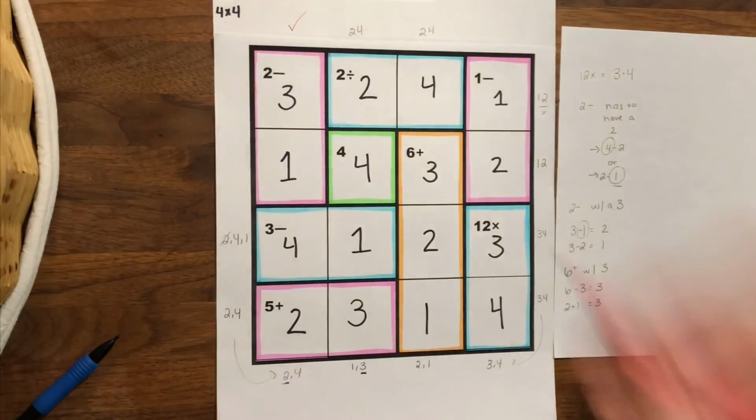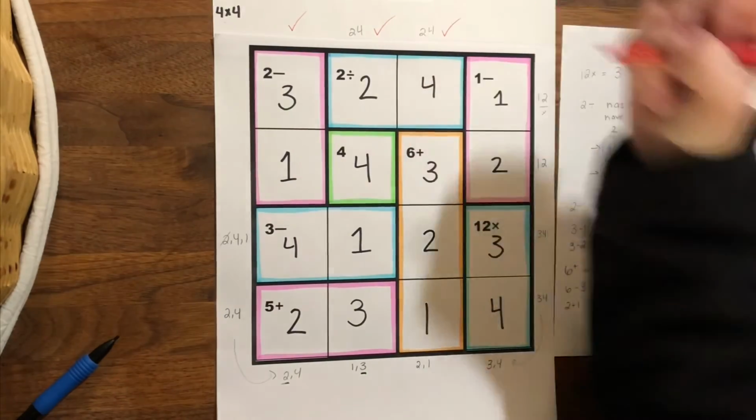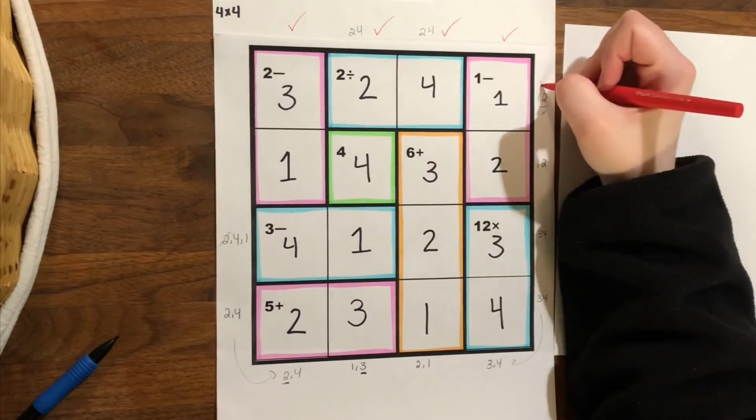Now let's double check that each column does not repeat our numbers twice and that each operation is solved properly. Then we are finished.